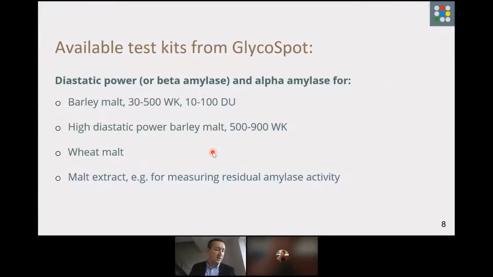The kits that we are commercializing nowadays cover different products: barley malt, high diastatic power barley malt, but also malt extract. And as we will see in the next slides, also mashing wort samples. For barley malt, it can measure both diastatic power and alpha amylase activities in the units that you desire, but also conventional units like Windisch-Kolbach for diastatic power and dextrinizing units for alpha amylase.